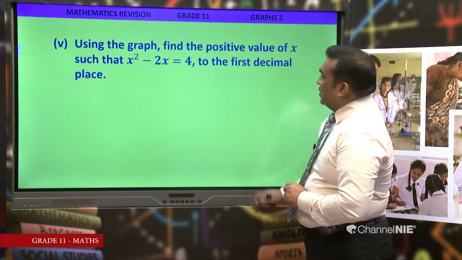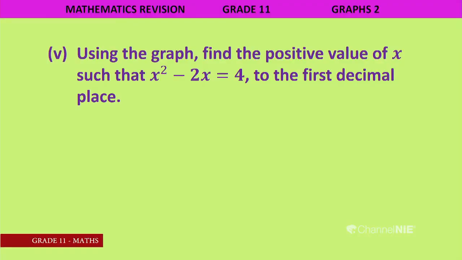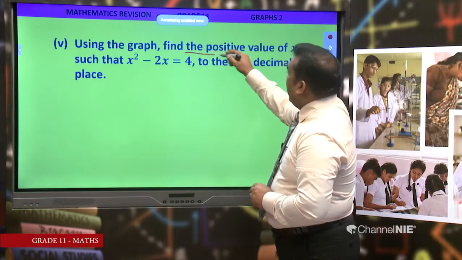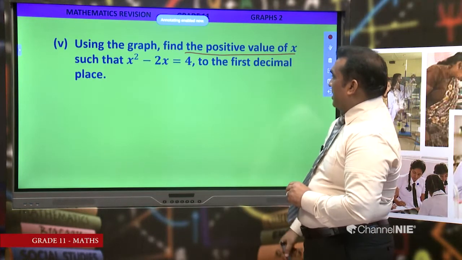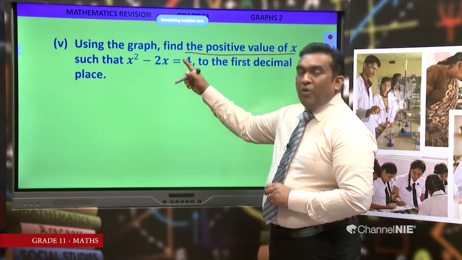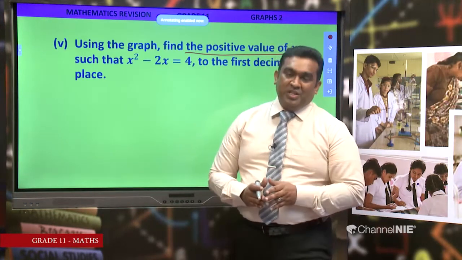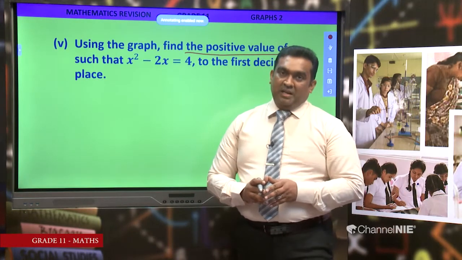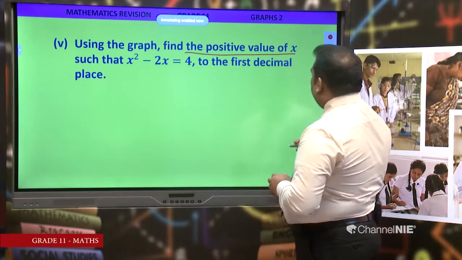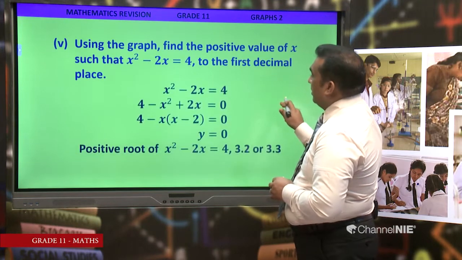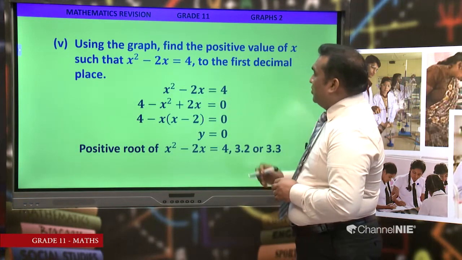Next one. Using the graph, find the positive value of x such that x squared minus 2x equals 4, to the first decimal place. It means we want to solve a quadratic equation using the curved line graph. This is the graphical method of solving a quadratic equation. We have x squared minus 2x equals 4.